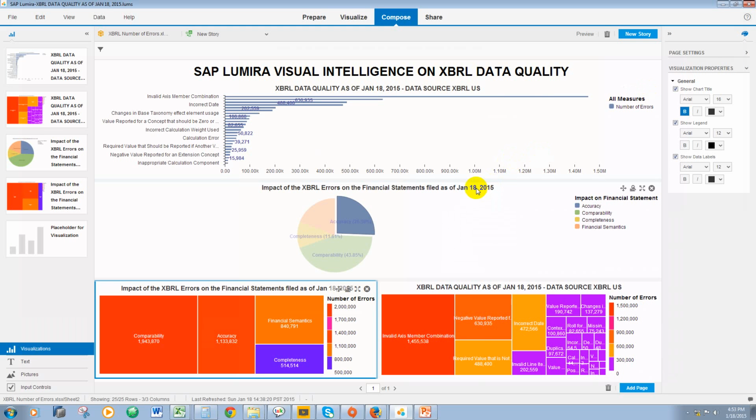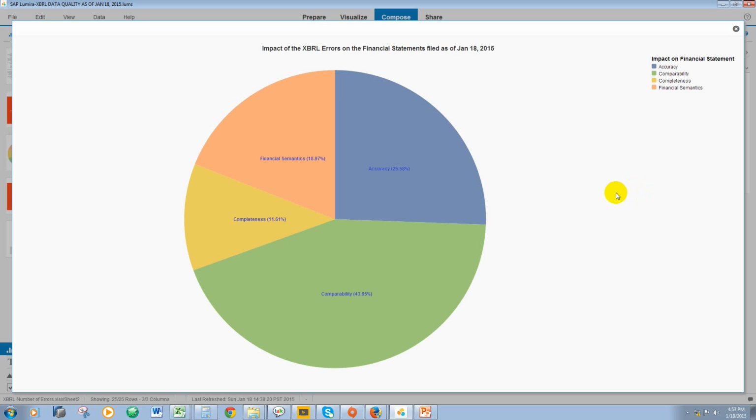Now what is the impact of these errors on the financial statements? So we can find that answer from this pie chart over here. So we find that comparability errors are 43.85%. So the errors which are affecting comparability, which is 43.85%, accuracy is 25.58%, financial semantics is 18.97%, completeness is 11.61%.